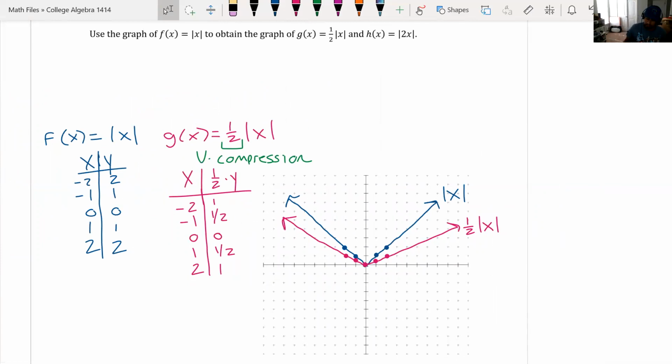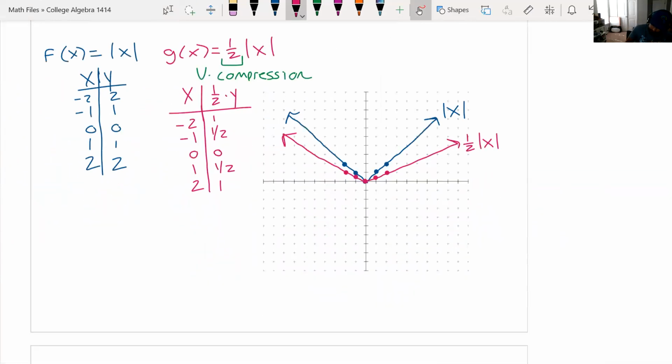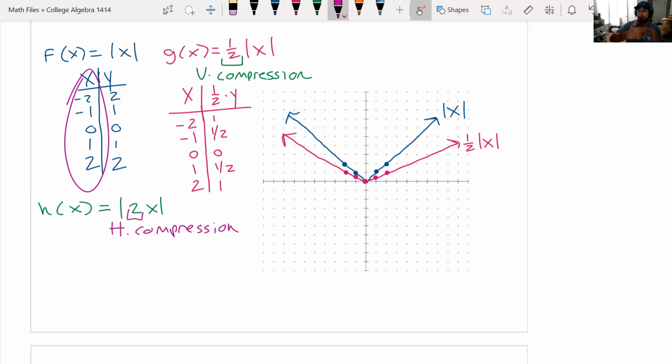Okay. So the last one is h of x equals the absolute value of 2x. And now, since the number's on the inside and it's bigger than 1, this now becomes a horizontal compression. This means you're going to take all the x values from the parent function and multiply them by the reciprocal of the number that's inside the function. So you multiply them by the reciprocal of 2, which is 1/2.